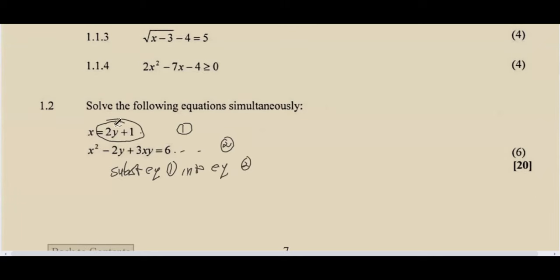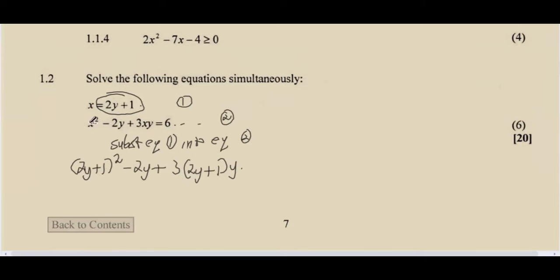Simply where we see x, we're going to substitute this expression here. So that's 2y plus 1, and then square, minus 2y, then plus 3, and then once again I see x, so I'm going to substitute that expression, 2y, and then here I have this y here. Now note, if I have the 3 here and I have the y here, I can simply take this y and bring it over to this side, right?